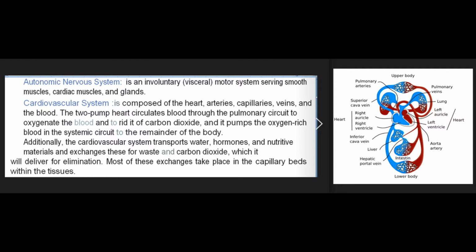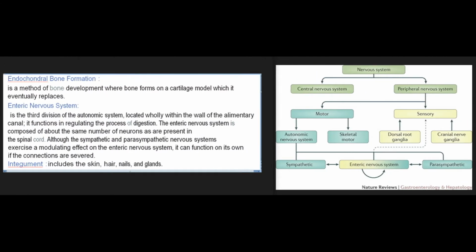Additionally, the cardiovascular system transports water, hormones, and nutritive materials and exchanges these for waste and carbon dioxide, which it will deliver for elimination. Most of these exchanges take place in the capillary beds within the tissues. Endochondral bone formation is a method of bone development where bone forms on a cartilage model which it eventually replaces. Enteric nervous system is the third division of the autonomic system, located wholly within the wall of the alimentary canal. It functions in regulating the process of digestion.